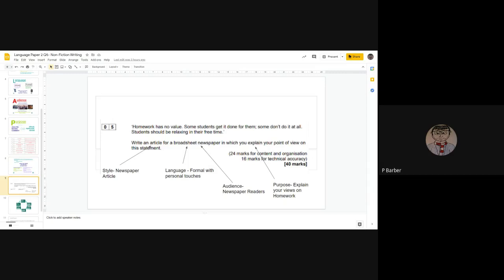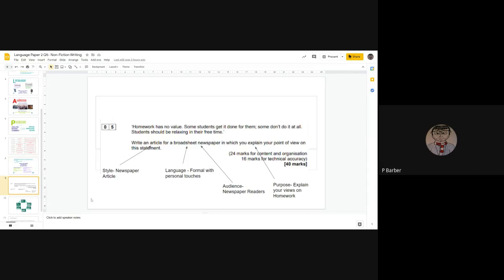The audience are going to be those newspaper readers because it says write an article for the newspaper. And the purpose is to explain your point of view, which is sort of persuasion, sort of argument, but ultimately you are explaining a point of view that you have. And you're going to use your experiences and your understanding to develop that. So as you can see, SLAP: I've identified I'm writing a newspaper article with formal language and personal touches for newspaper readers, explaining my views on homework.